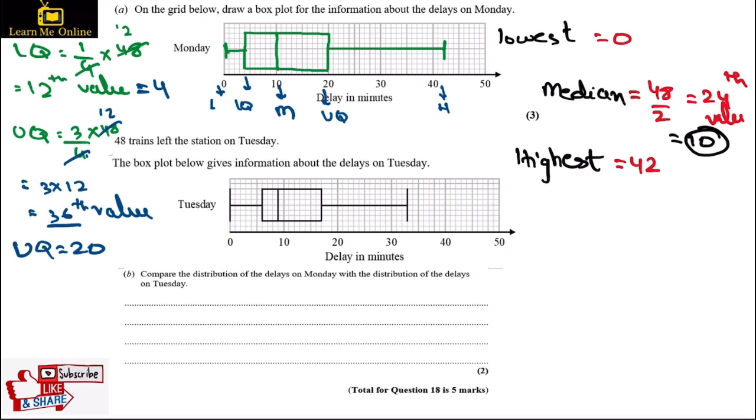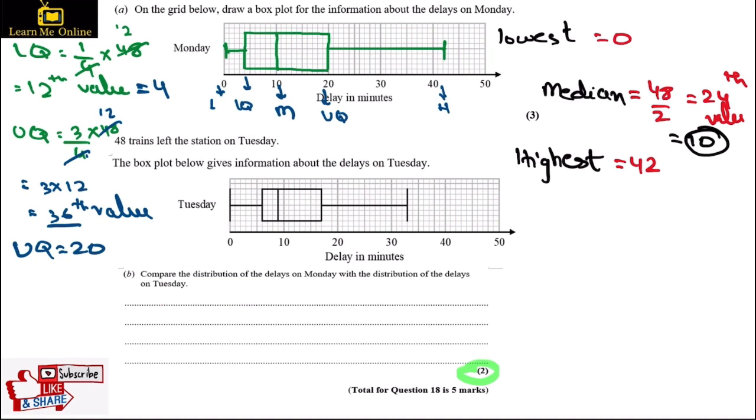Here we have got the next one now. This says that 48 trains left the station on Tuesday. The box plot below gives the information about the delays on Tuesday. So for the next one, part B, the box plot is drawn for us already. It is for 2 marks, and we need to compare the 2 box plots: compare the distribution of the delay on Monday with the distribution of the delay on Tuesday.